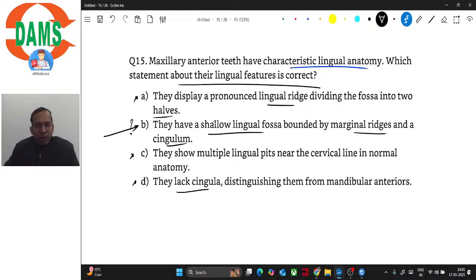So we were doubtful about option B because we thought that it might have a deep lingual fossa, because what we have read is that canines have a deeper lingual fossa as compared to the centrals, or laterals have a deeper lingual fossa as compared to the centrals, right? And the deeper lingual fossa on the canine is divided into two, that is medial and distal, by the lingual ridge. But when you take a look at these options, we will notice that option A is definitely incorrect, option C is definitely incorrect, option D is definitely incorrect. Option B seems partially correct.